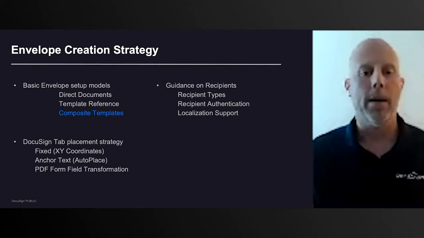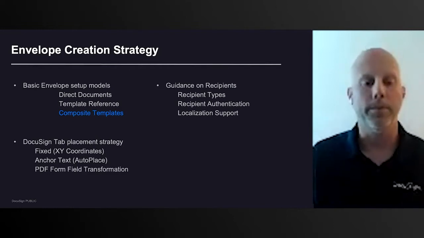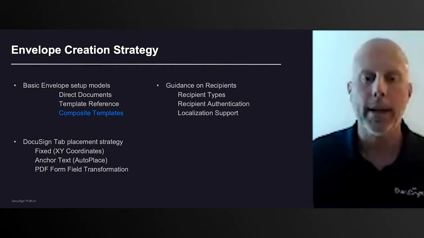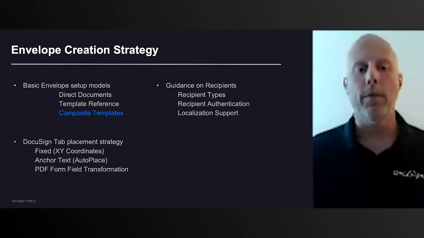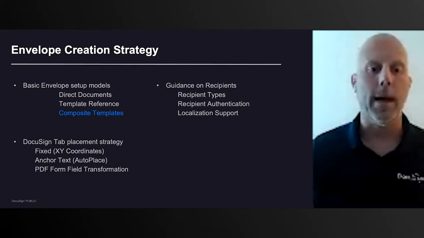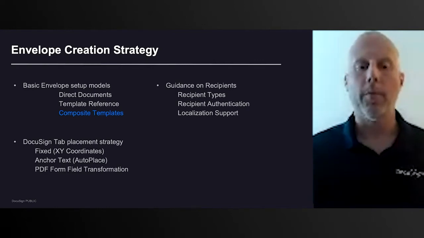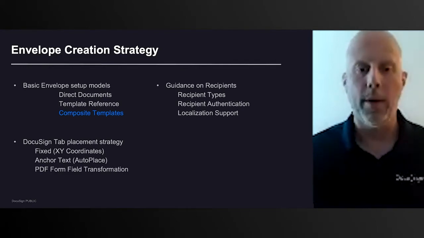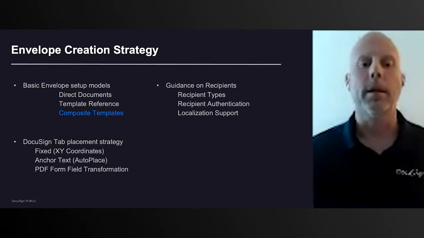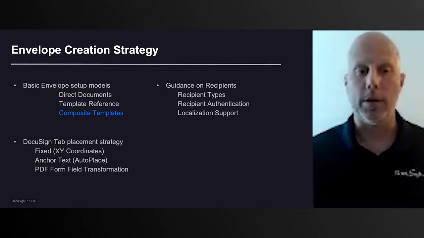What we recommend on a partner level is to build to the composite templates model. And that's what you see here. I've highlighted it. It is more complex, but it will give you the flexibility to scale. You're going to put a little bit more effort up front, but the benefits are going to be huge on the back end. There's much more power in composite template envelope creation.